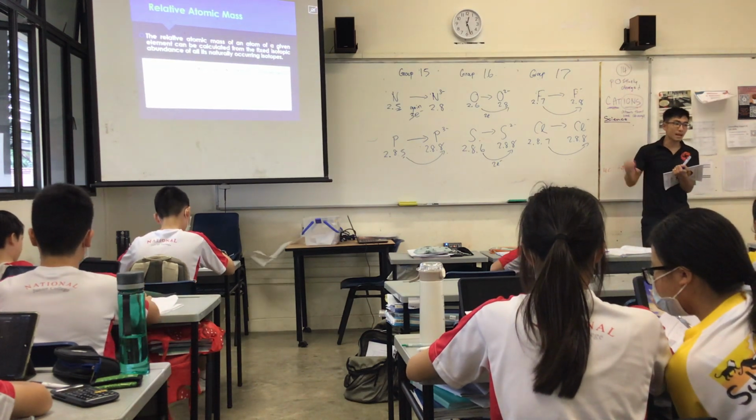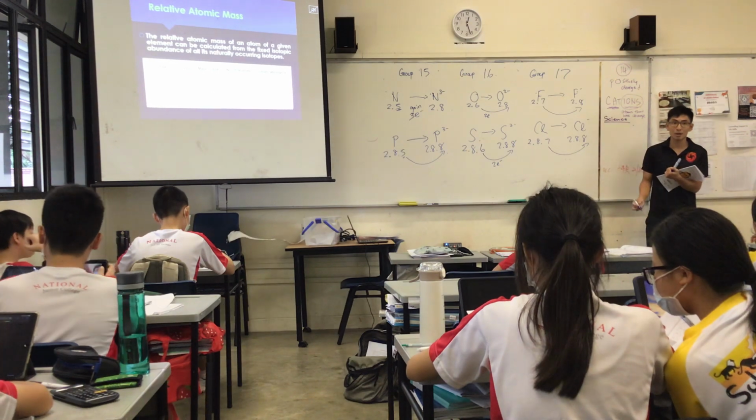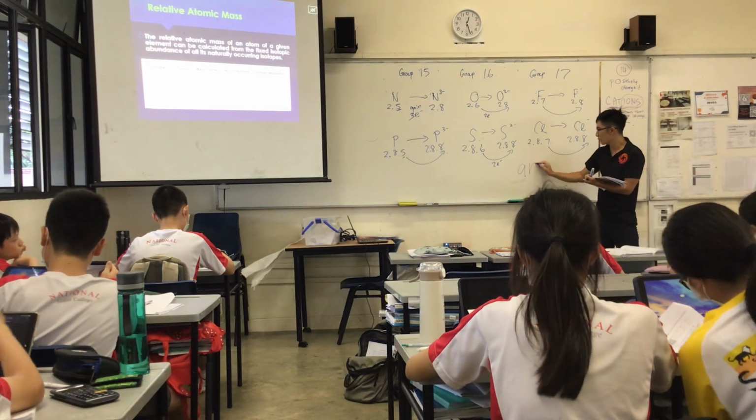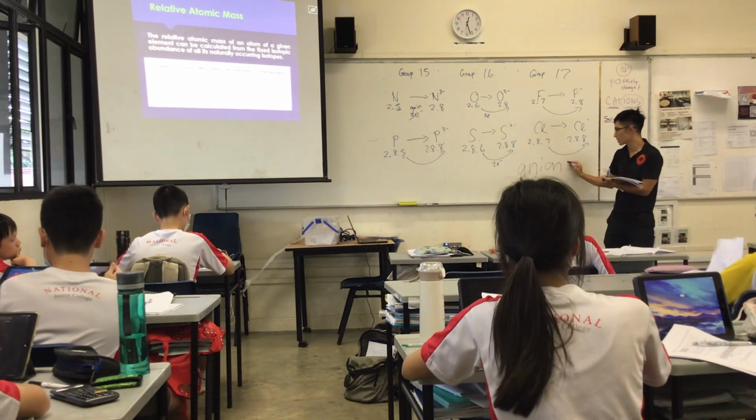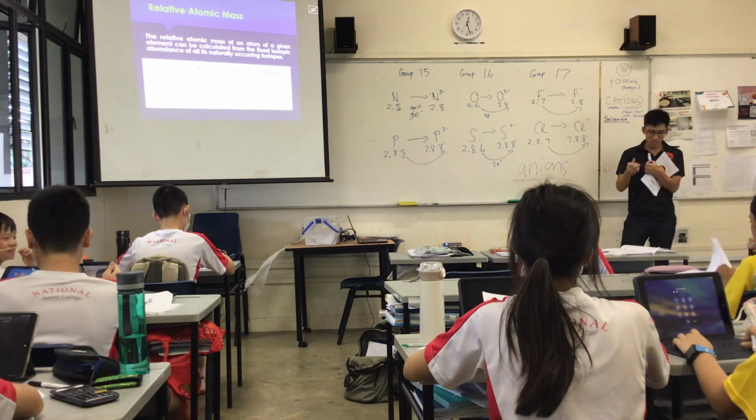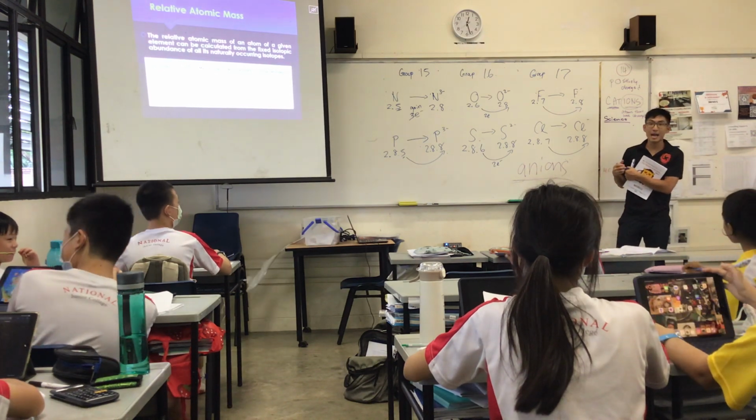Let me introduce the names of these ions to you. Just now, cations are all the positively charged ones, right? The negatively charged ones are called anions. Please don't tell me they are called onions. They are not onions, they are anions.